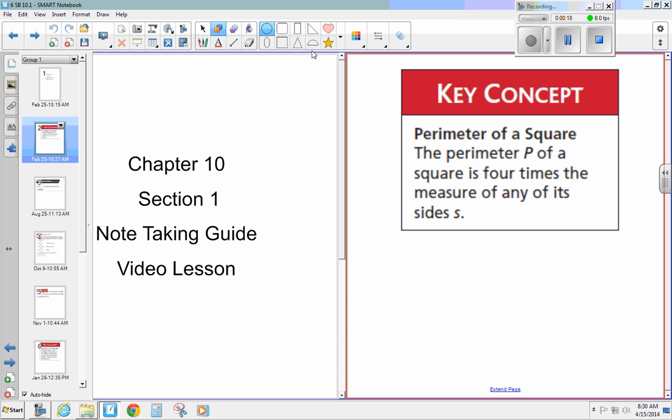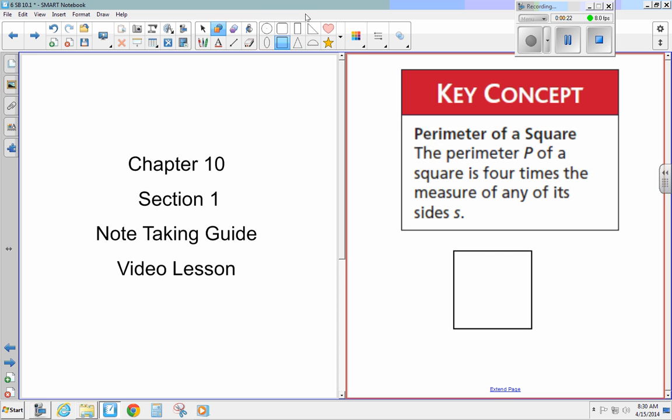So you're going to have a square, and each side, if one of the sides of a square is 3, that means all of the sides is 3. And the fastest way to find the perimeter of a square is to take 4 times one of the sides.